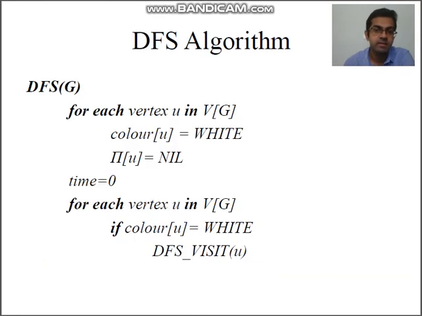The DFS algorithm has an initialization phase in which every vertex U in the graph G is colored white and its predecessor is set to nil. A global time counter is initialized to 0. Once this is done, the algorithm proceeds to visit every white vertex U in the graph G by calling a DFS visit function on the node U.